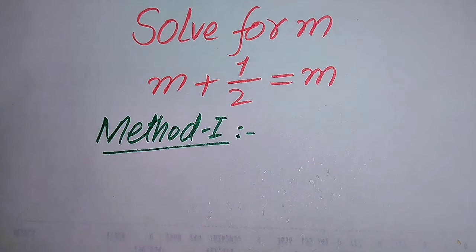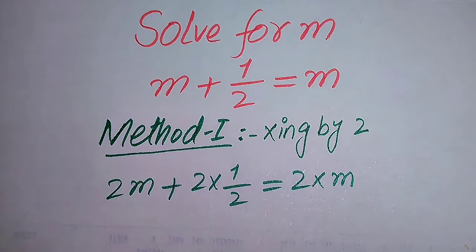And now we move toward the solution of this problem. The very first thing we are going to do is remove this fraction. For this we multiply both of the sides by 2. So when we multiply both sides by 2 on each of these terms, it will be written as 2m plus 2 multiplied by 1 over 2 is equal to 2 multiplied by m.